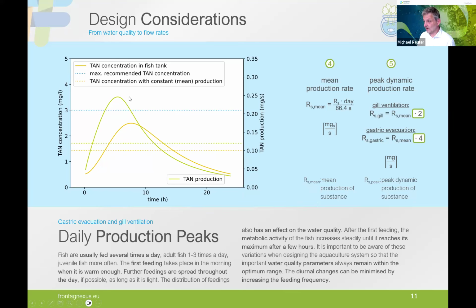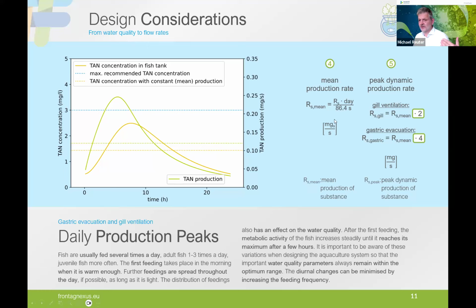And that is why we don't have to look into the mean production in milligrams per second, but into some value that corresponds to the peak production on a daily basis. And here we have to know that some of the waste products are excreted via the gills with respiration. That's, for example, the ammonia. And others, like the solids, are evacuated with gastric evacuation with the intestines.